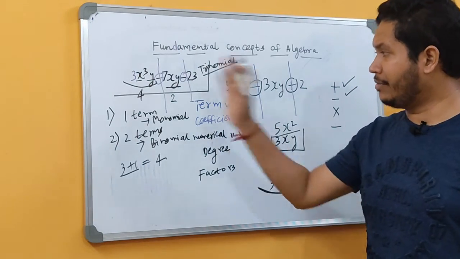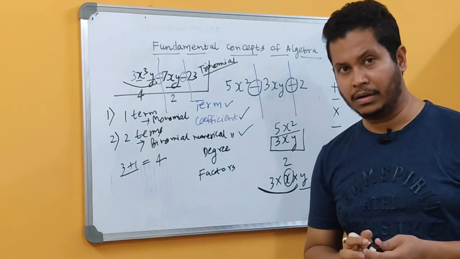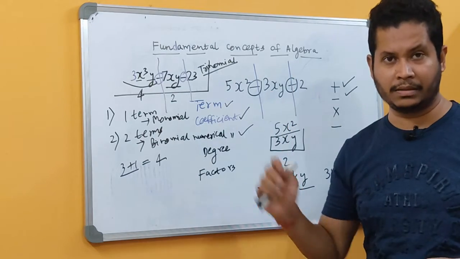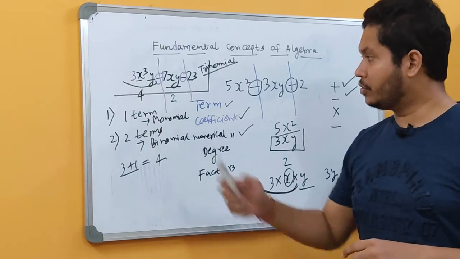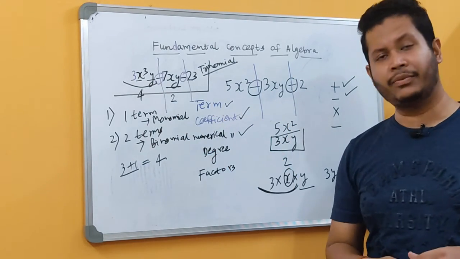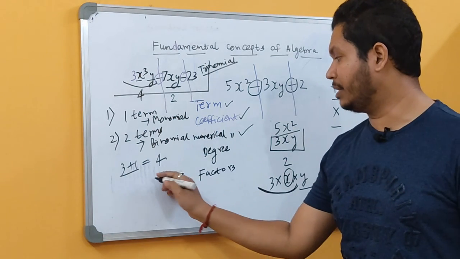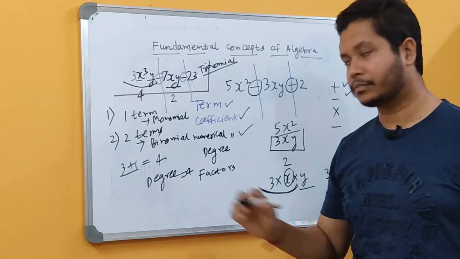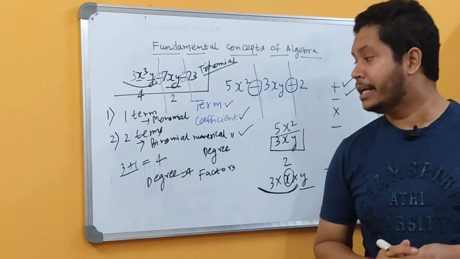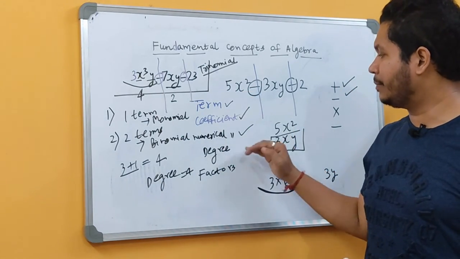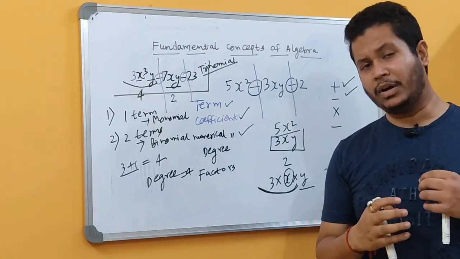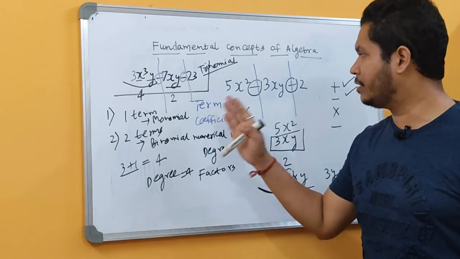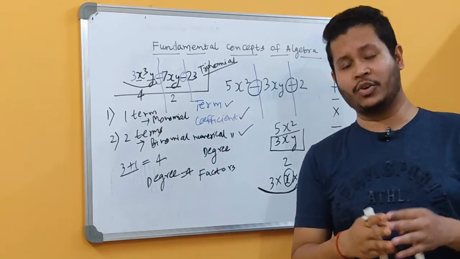So whatever is going to be our highest power among all the terms present, that will be our degree. In this particular case, as we can see, 4 is the highest power, right? So the degree for this particular polynomial will be 4. Understood? So these are the basic concepts of algebra. If you get any question related to these particular concepts, I hope now you will be able to understand.